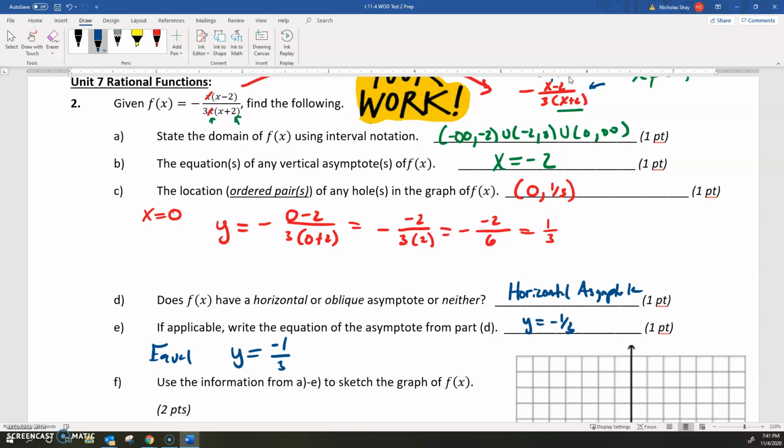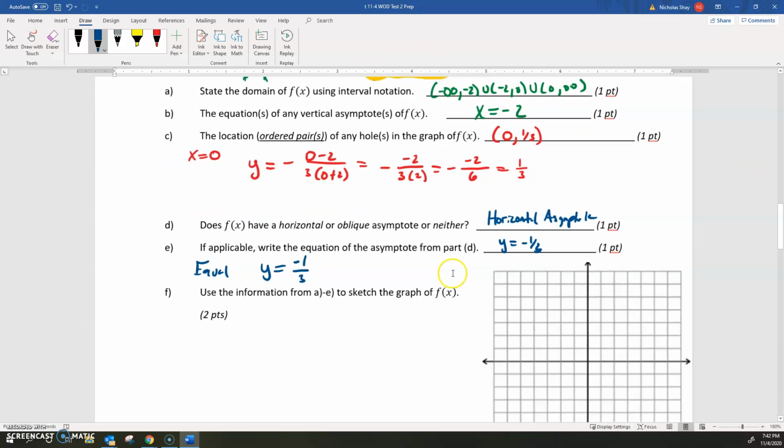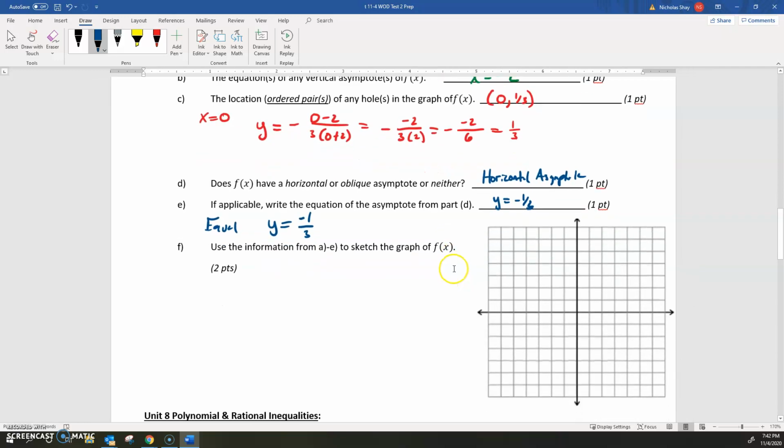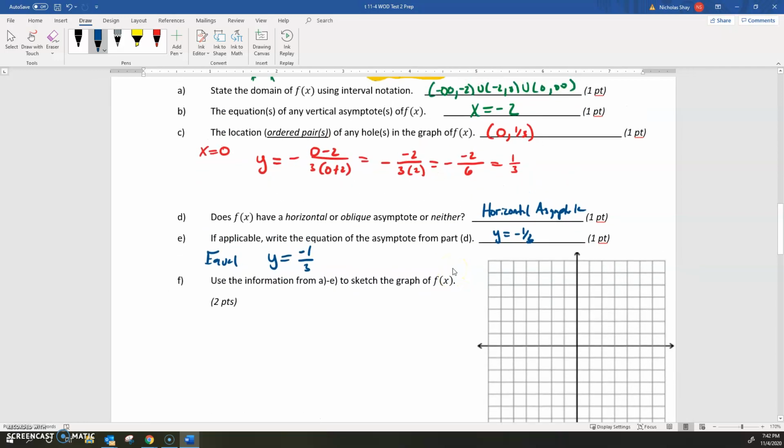Remember, there are 3 different cases for the degree, so look back at your notes or look at that Quizlet I sent you where I explained the rules: either the numerator is greater, the denominator is greater, or their degrees are equal. Now it says use this information from A to E to sketch the graph. So first, our vertical asymptote is right here at x equals -2.